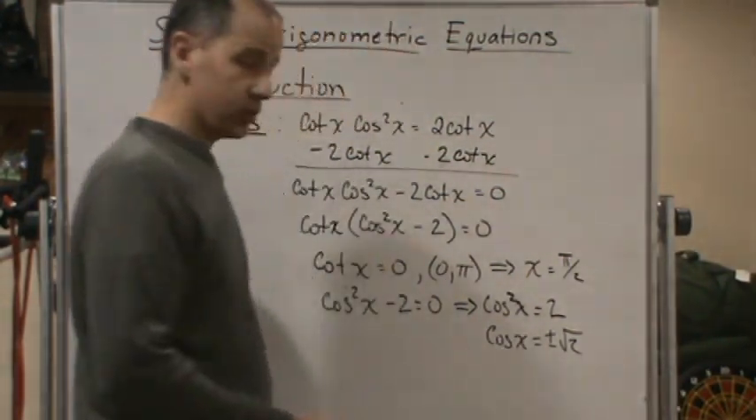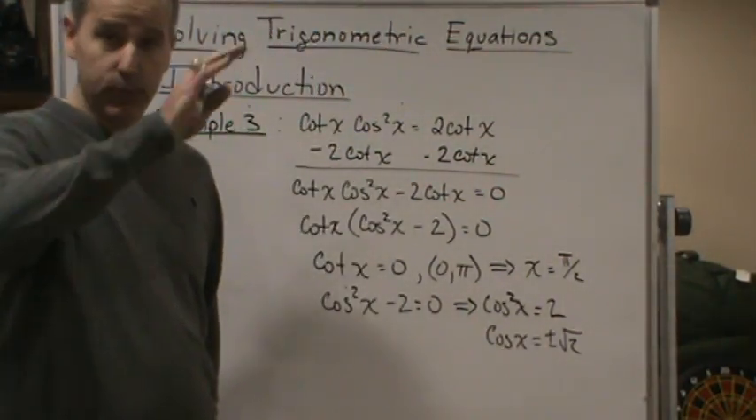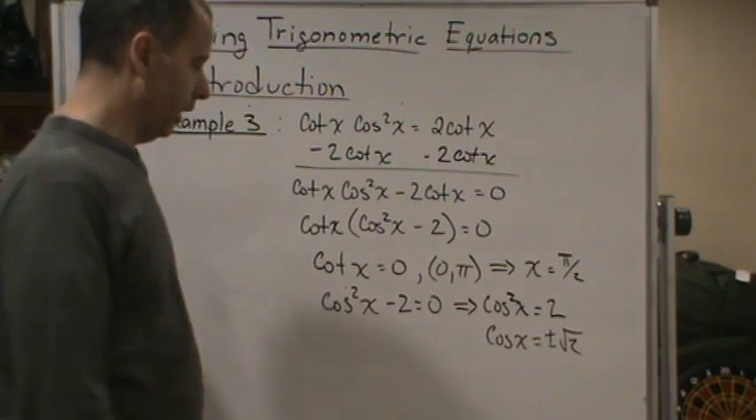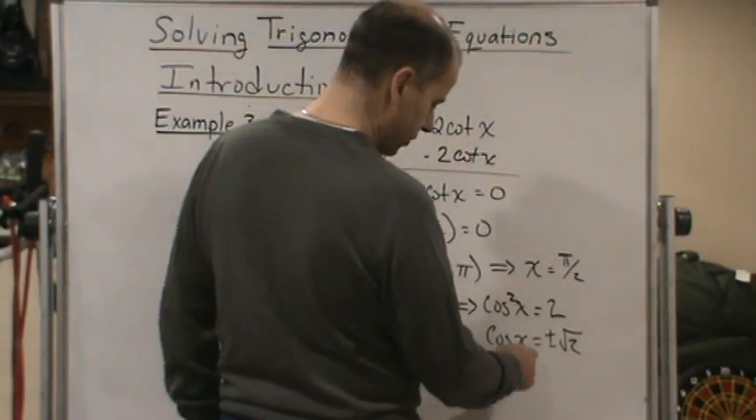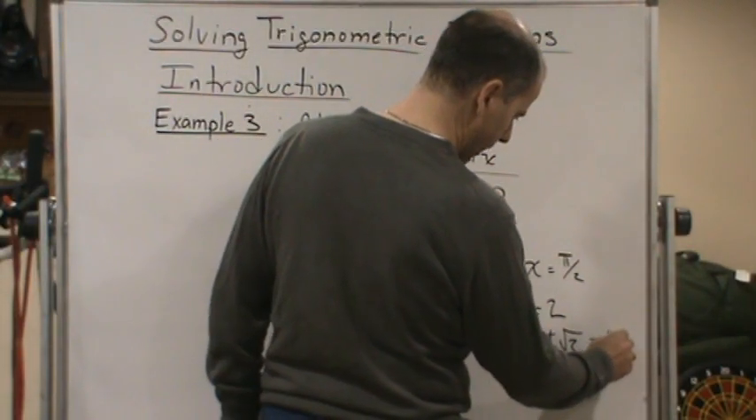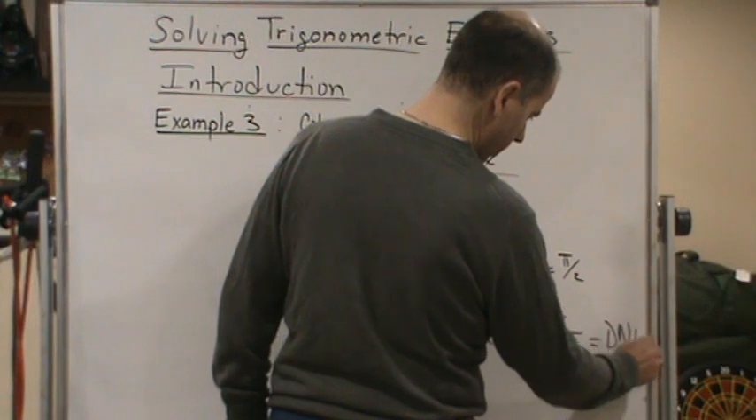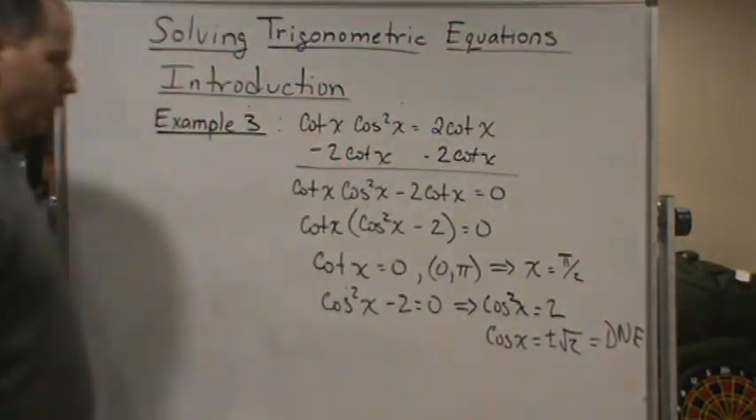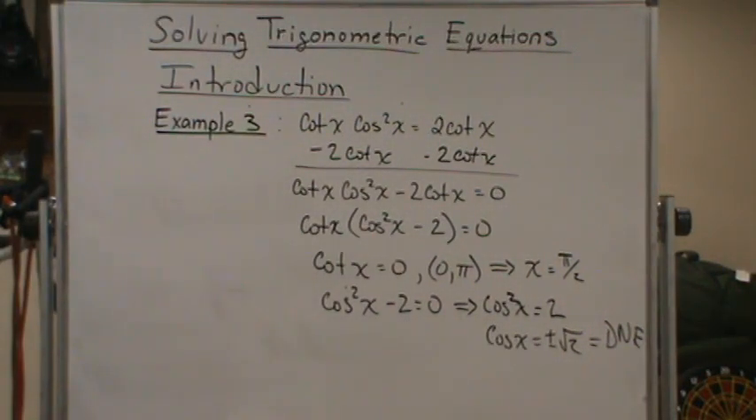Cosine only goes to what values? It bounces between 1 and negative 1. So there are no solutions to this. So the solutions do not exist. Right? So that'll never be 0. It's outside the range. Okay? What else?